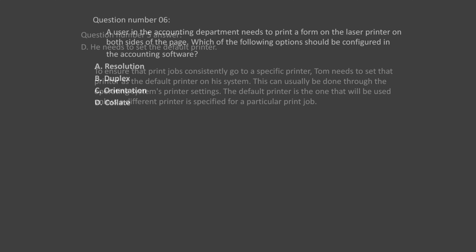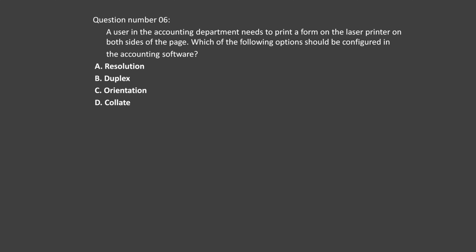Question number 6. A user in the accounting department needs to print a form on the laser printer on both sides of the page. Which of the following options should be configured in the accounting software? Option A, resolution. Option B, duplex. Option C, orientation. Option D, collate.